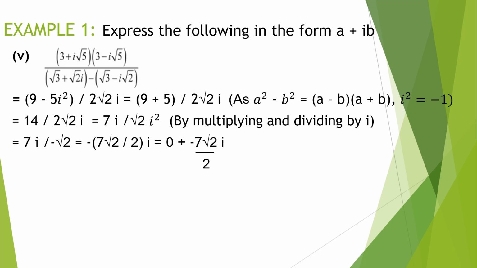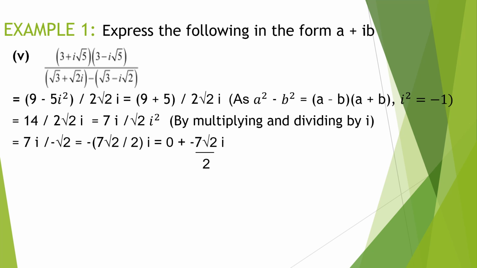Now the fifth sum, again we have to express in the form a + ib. In the given example, we use the identity a square minus b square is equal to (a - b)(a + b). So for the numerator it will be 3 square, which is 9, minus (i root 5) whole square, which is 5i square. Similarly in the denominator it is 2 root 2 i when you simplify the bracket. Now i square is minus 1. So you have 9 + 5 upon 2 root 2 i. On simplification, it is 14 upon 2 root 2 i.